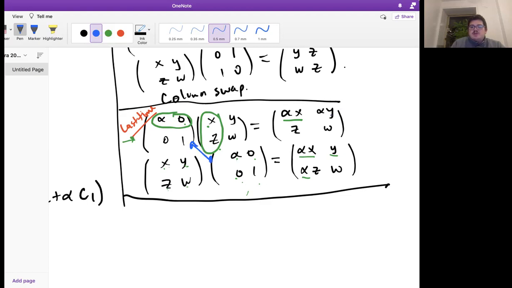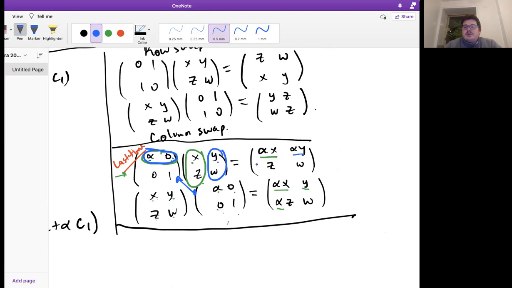However, notice what happens when you do the second position, right? It's alpha times y plus 0 times w. So my second alpha goes here. So if you know the row operation, then you immediately know the column operation.